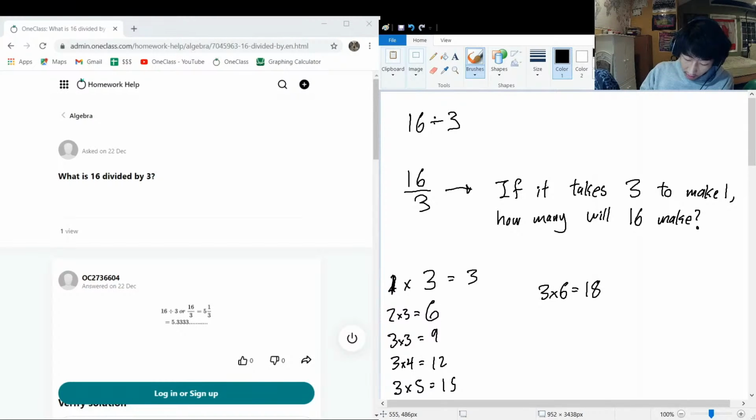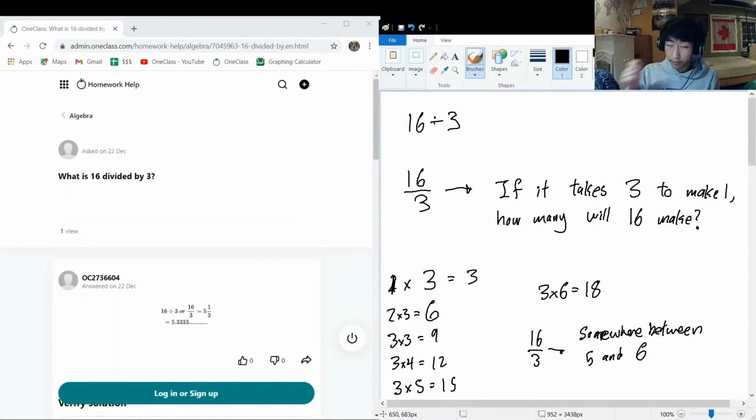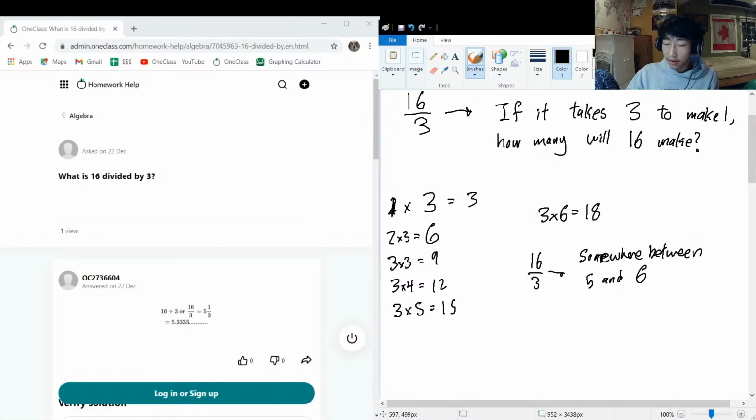We know that 16 over 3 has to be somewhere between 5 and 6. I think 5 is a little bit closer. 15 is closer to 16 than 18 is. So if we do 5, we're going to have 15, but we're still going to have 1/3 left, right? Because we have 16 thirds. If we have 15 thirds, that makes 5, but we're still going to have 1/3 left.